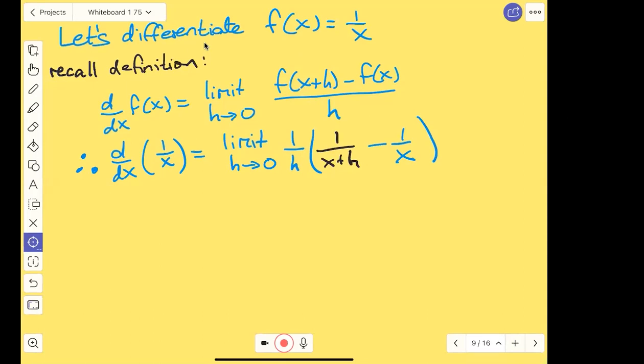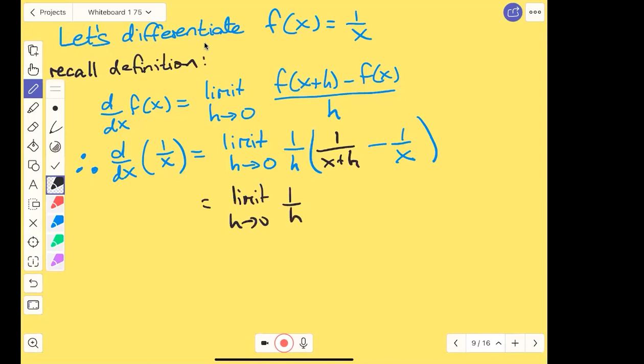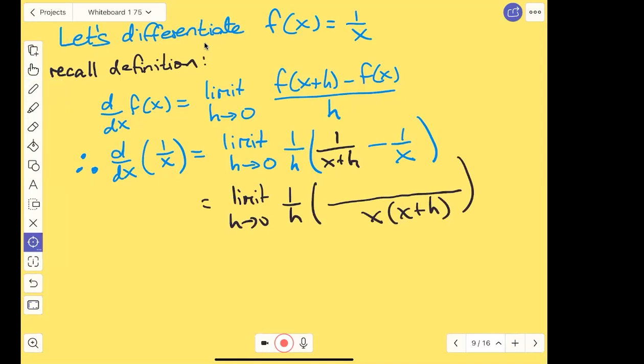So we have this difference of terms. And now we'll just take the limit as h goes to naught, 1 over h. And this difference of fractions, we do the obvious thing. We put them on a common denominator, x times x plus h. And in the numerator here, I'm going to put an x.